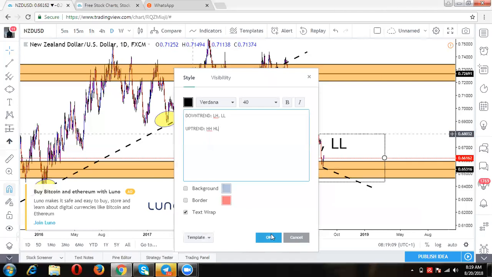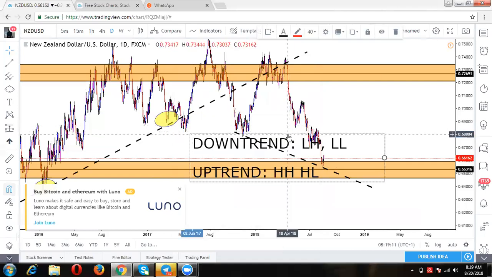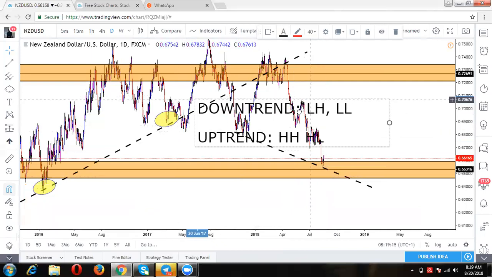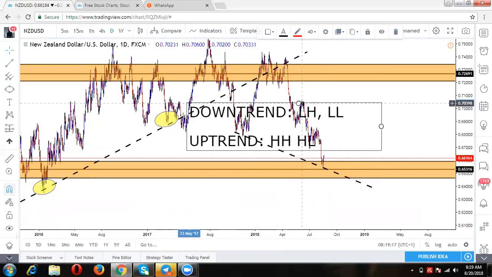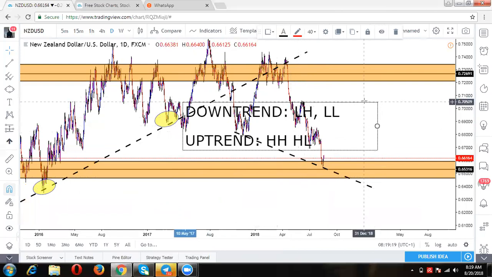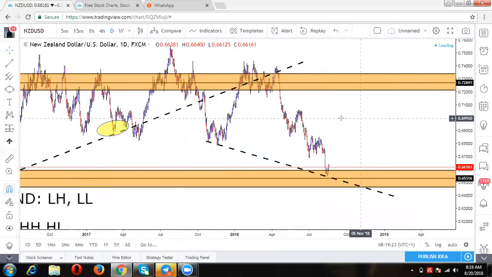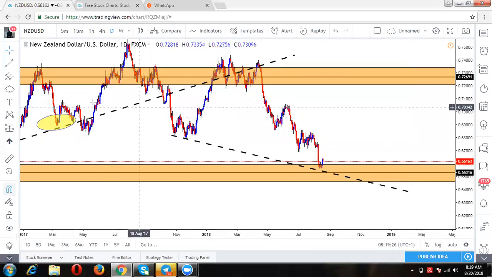Now you hear a popular saying that the trend is your friend. You don't want to trade against the trend. So before you trade, you have to check this particular pair. Is it on an upward trend or is it on a downward trend? So let's look at this on the daily. NZD/USD.